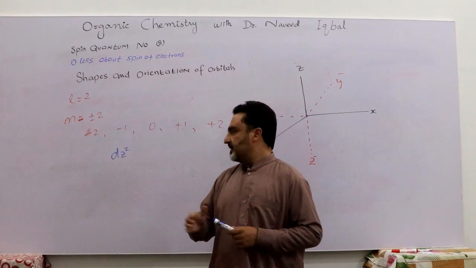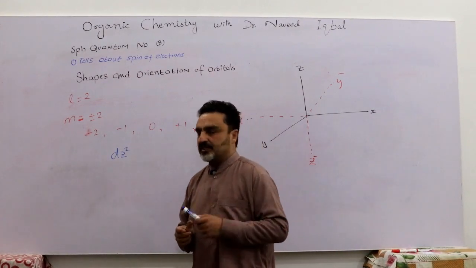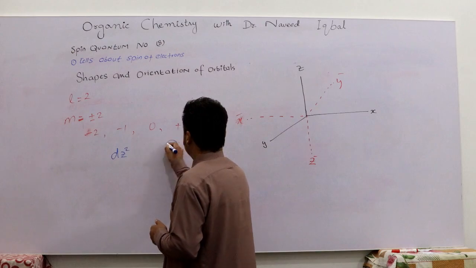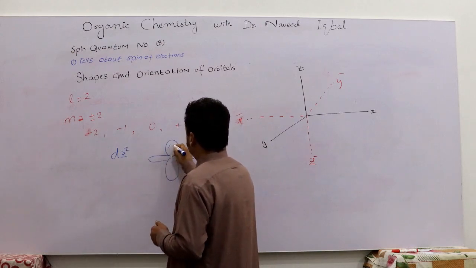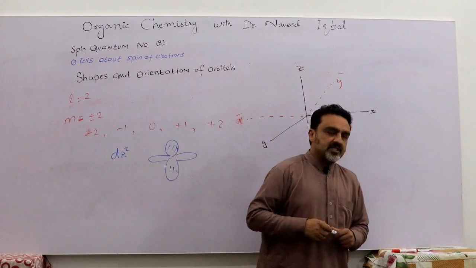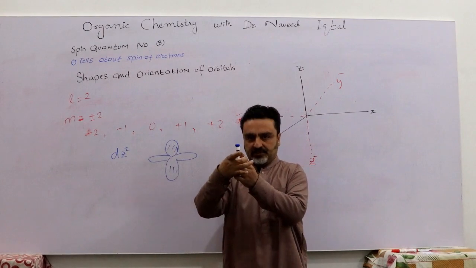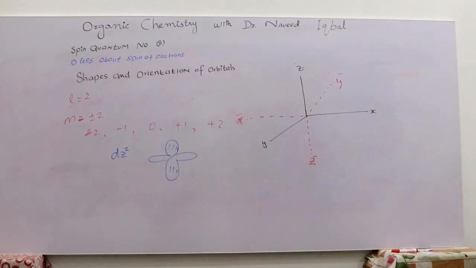Not in chemistry but in arrangement or orientation, it's very easy to see how it is oriented. It's just like this. Shade this thing. Okay, it's just like a p orbital with a ring around it, so it can be represented like this.